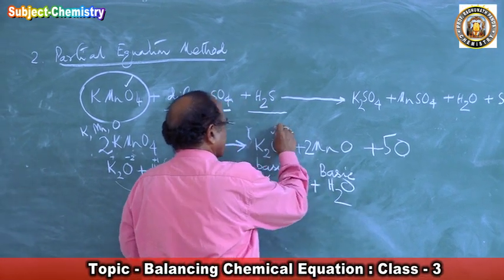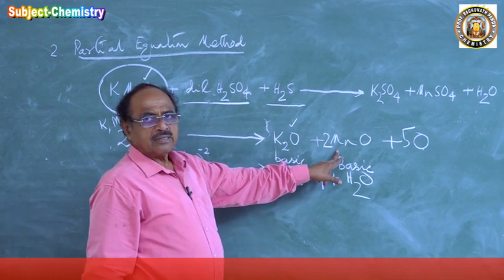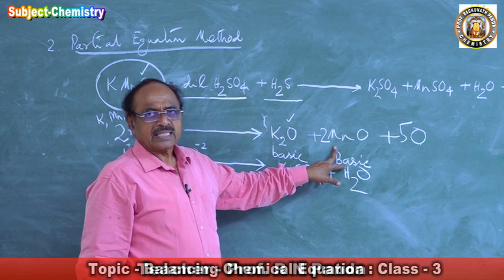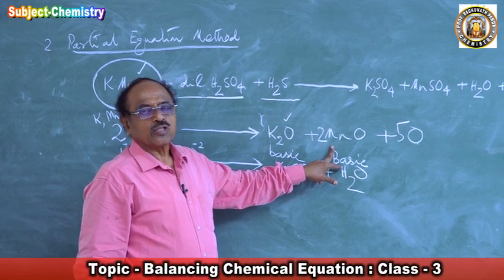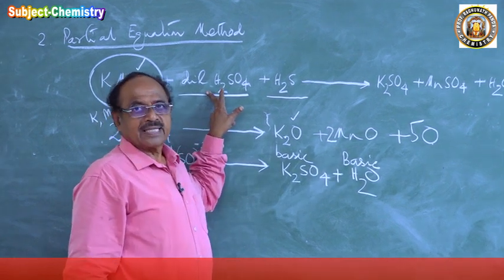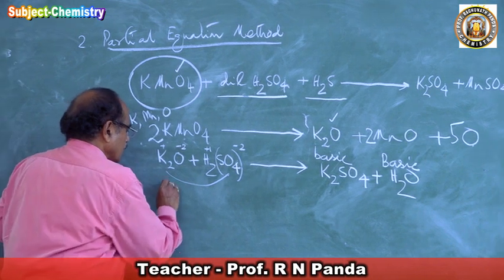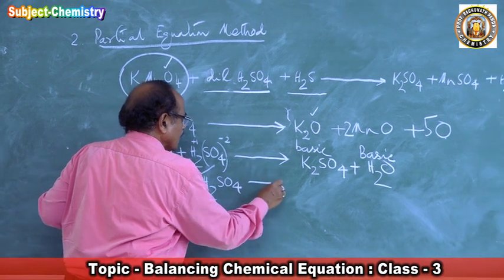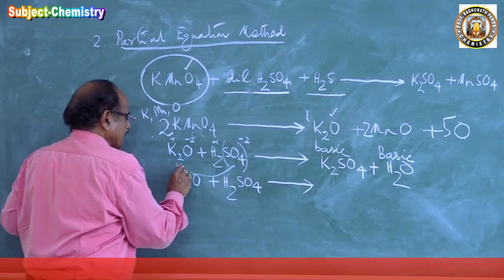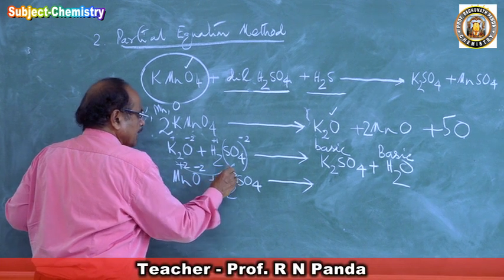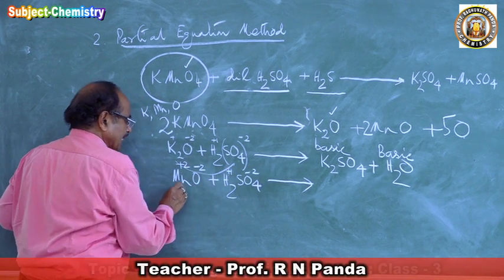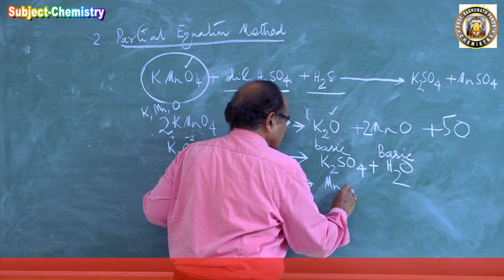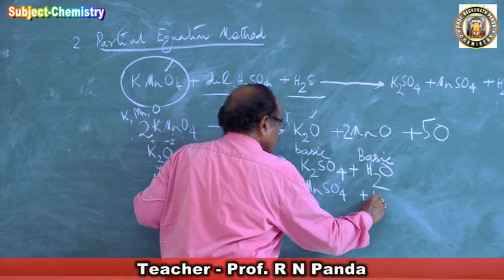Now potassium oxide has reacted. Who remains now? MnO. What is MnO? A metallic oxide. What are metallic oxides? Basic. So it will react with whom? Sulfuric acid, an acid. Here the manganese radical is +2, oxide -2, here +1, and sulfate -2. So manganese +2 will react with sulfate to form MnSO4 plus water.